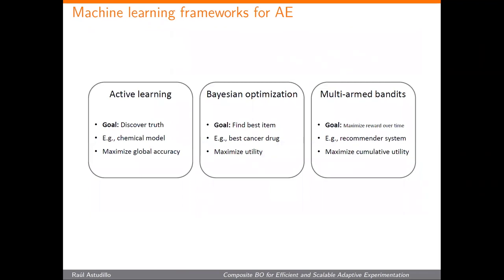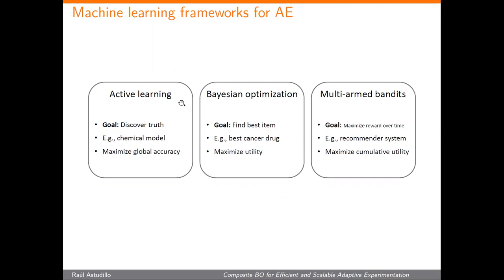So with the increasing complexity of this experimentation task, the need for automated and efficient approaches to solve this task has become more and more important. And the machine learning community has responded to this need by developing several frameworks for adaptive experimentation. Some popular examples include active learning, Bayesian optimization, and multi-armed bandits.